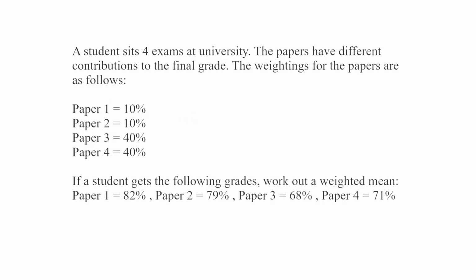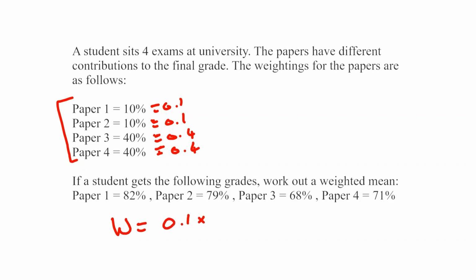Another example is when you have different papers in a test that count for different amounts. So here, the first two papers only count for 10%, and the last two papers count for 40%. So if we wanted our weighted mean, we have to take into account those different percentages. So what we're going to do is just rewrite these as decimals to be able to put these into our calculator. So we're going to have 0.1 and 0.4. And then to find out our weighted mean, we're going to times that by the respective value.